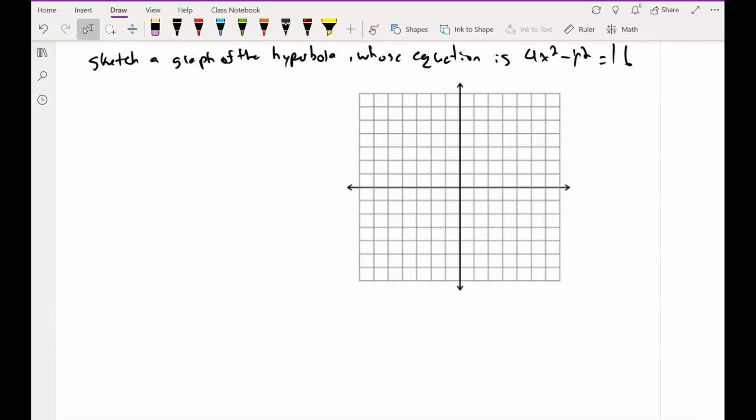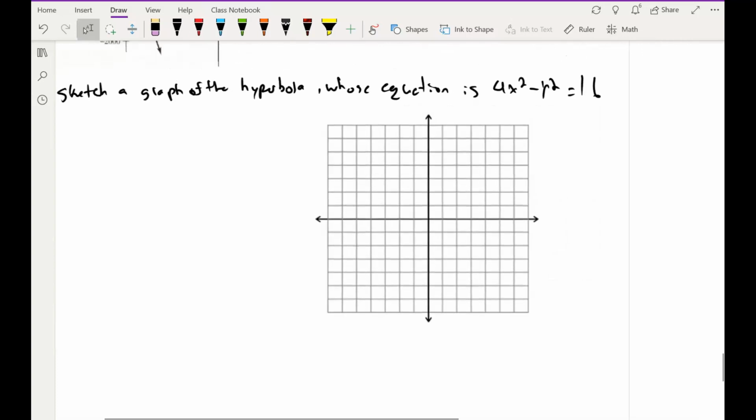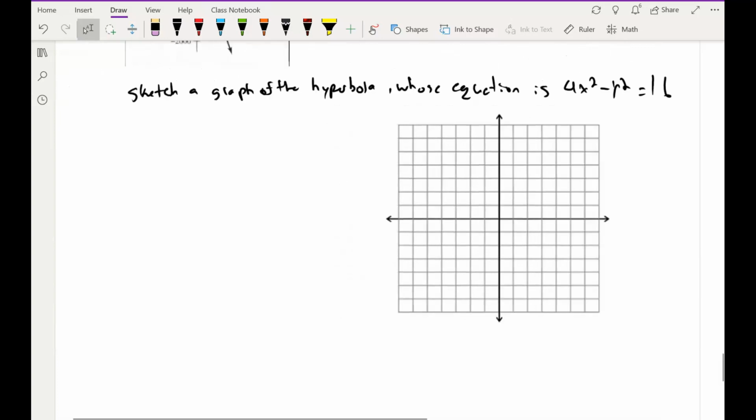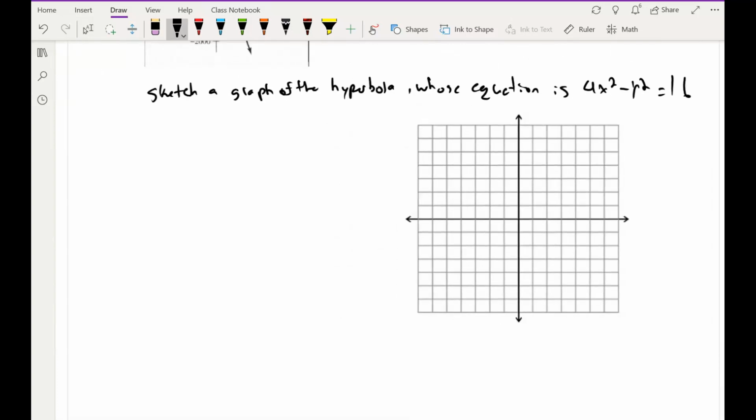Okay, so this one's not too bad. Basically, we want to get it into standard form, which means we want to get this to 1. The way we get that to 1 is to divide it all by 16. We're left with x squared over 4 minus y squared over 16 equals 16 divided by 16, which is 1.